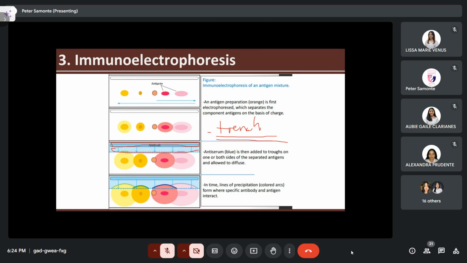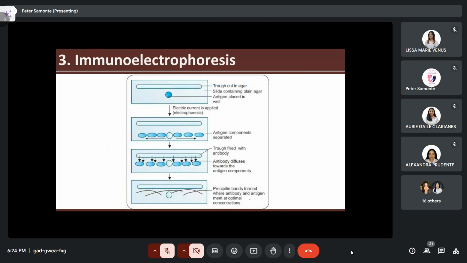Now, one or both sides of the separate antigen, and you would allow them to diffuse. So you incubate them for 18 to 24 hours class. Then you would wait for the antibodies to diffuse or mag-move towards the antigen. In time, lines of precipitation, itong mga arcs na to class, would form where the antibody and antigen would interact.